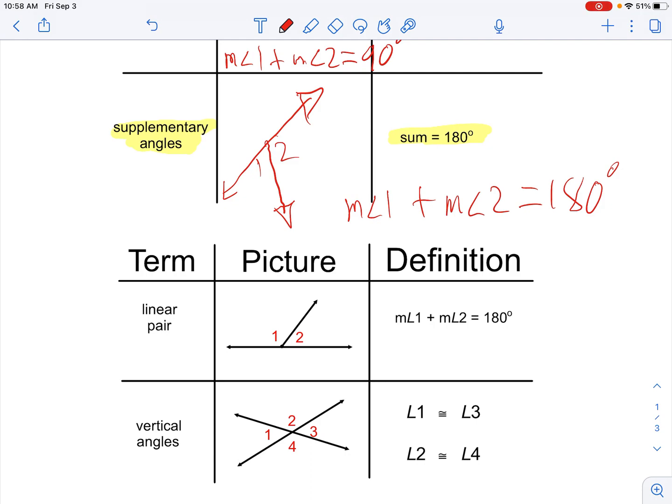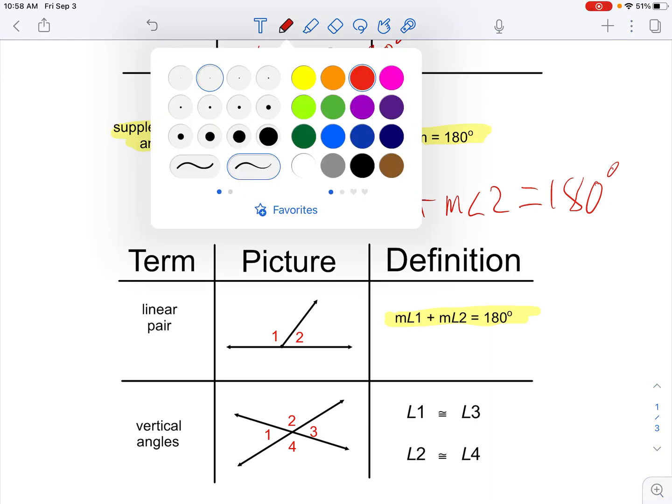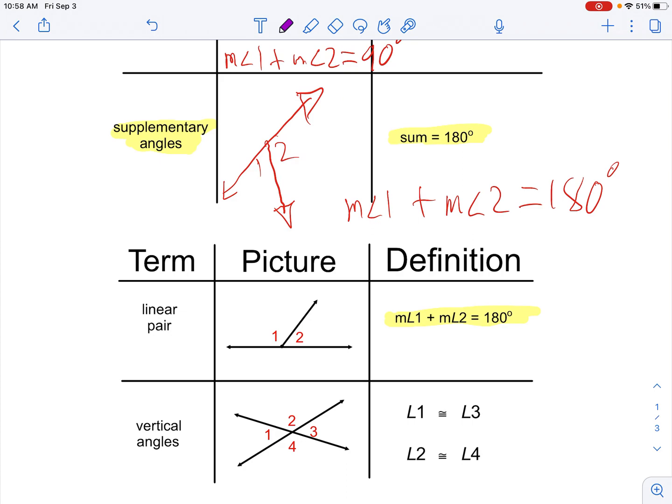So linear pairs are a type of supplementary angles. So linear pairs are always going to add up to 180 degrees. Now you might say that's the exact same thing as supplementary. So linear pairs are supplementary, but not all supplementary angles are linear pairs.